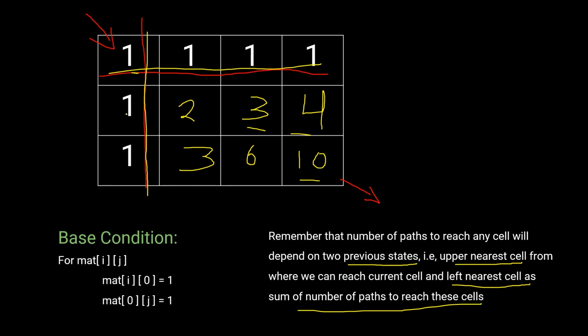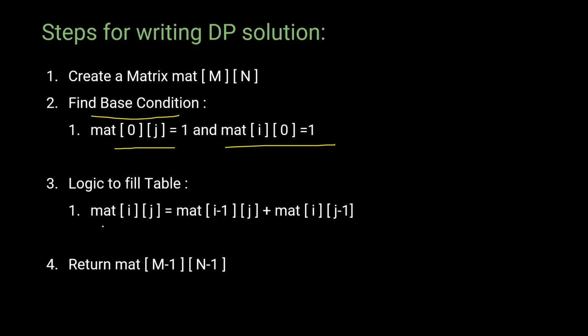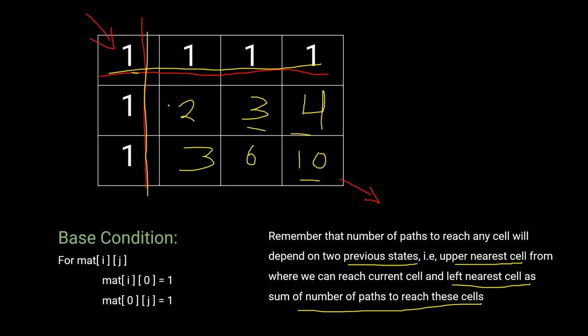That is, mat[i][j] is equal to mat[i-1][j] plus mat[i][j-1]. So what is the logic we are using? We are using the logic that the value in this particular cell (i, j) is equal to the sum of the values in the cell just above it and the cell just to the left of it. Okay, for every cell.